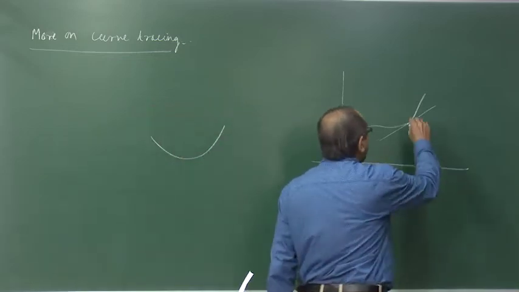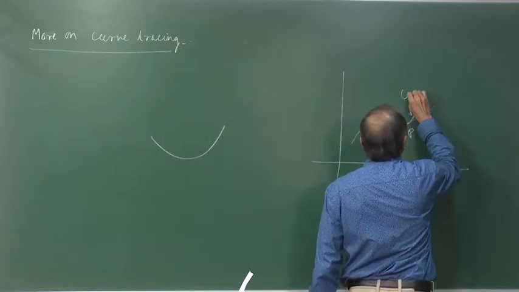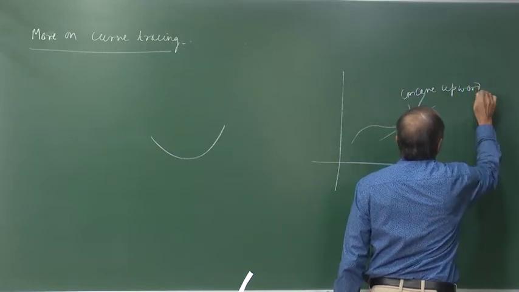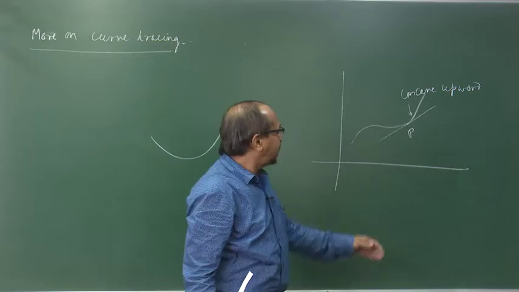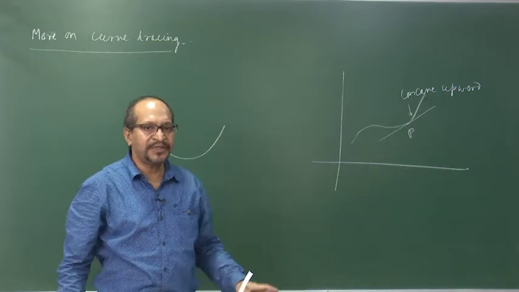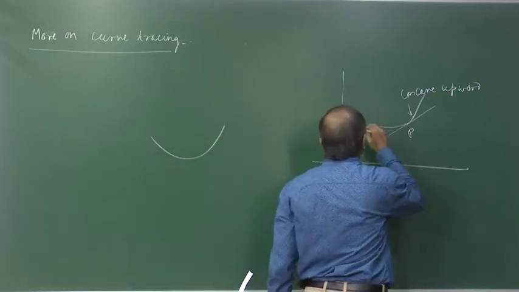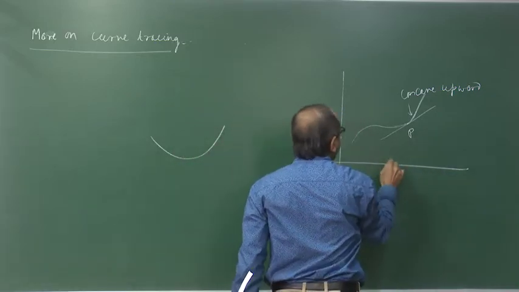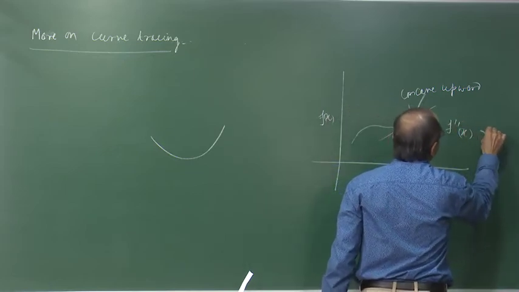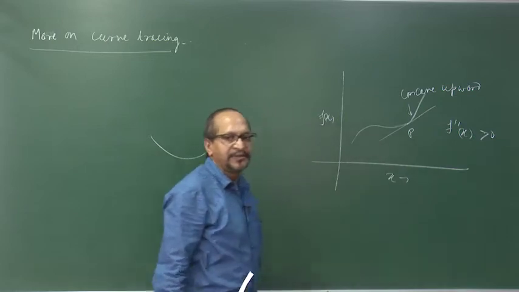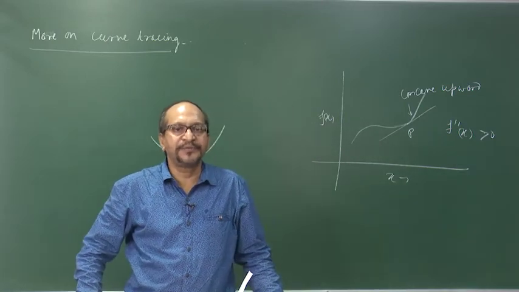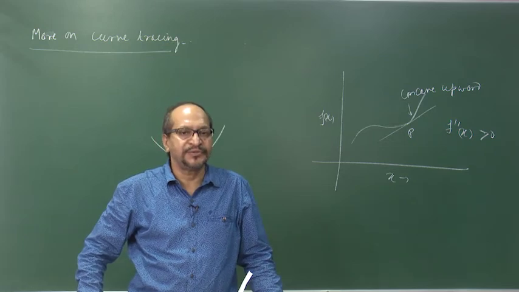So, it is concave upward. Okay. So, you can see the first derivative is increasing. Here the function is f of x, and the second derivative of the function is greater than 0. So, if the function is concave upward, then the second derivative of the function is greater than 0.